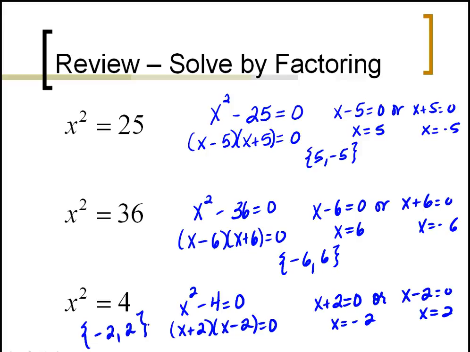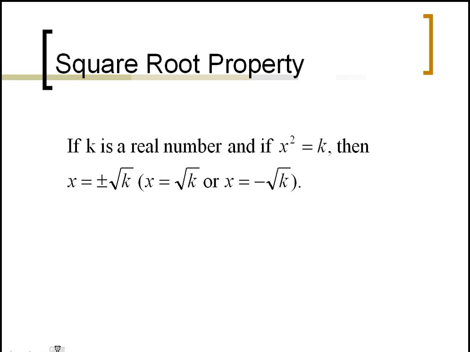Now, these are of a special type, and do you notice how the solutions relate to the number that is set equal to x squared? If x squared equals 25, our solutions are 5 and negative 5. If x squared is equal to 36, our solutions are negative 6 and 6. If x squared is equal to 4, our solutions are negative 2 and 2. Those solutions are the square roots of the number that's on the right. So that leads to a property that we can actually use for special types of equations.